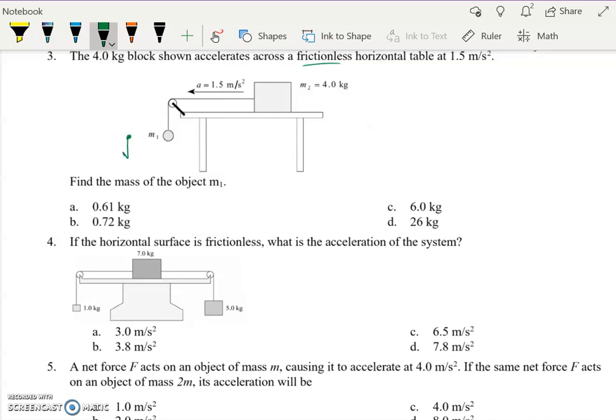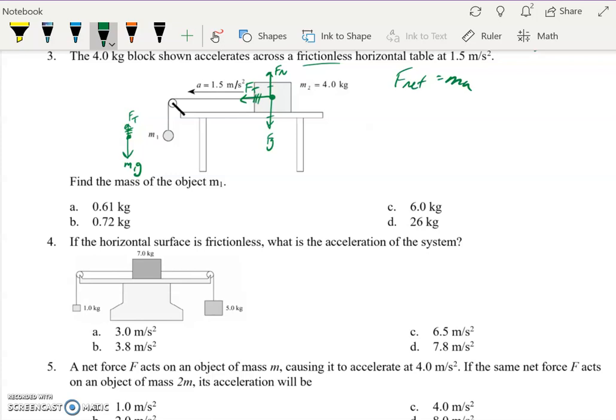So for M1, you've got M1G pulling down and tension pulling up. For M2, you've got force of gravity and normal force, which aren't doing anything to do with the M2 moving left or right, so we can ignore them. But we've got a force of tension in the rope. These two tension forces are the exact same, and we can ignore them.